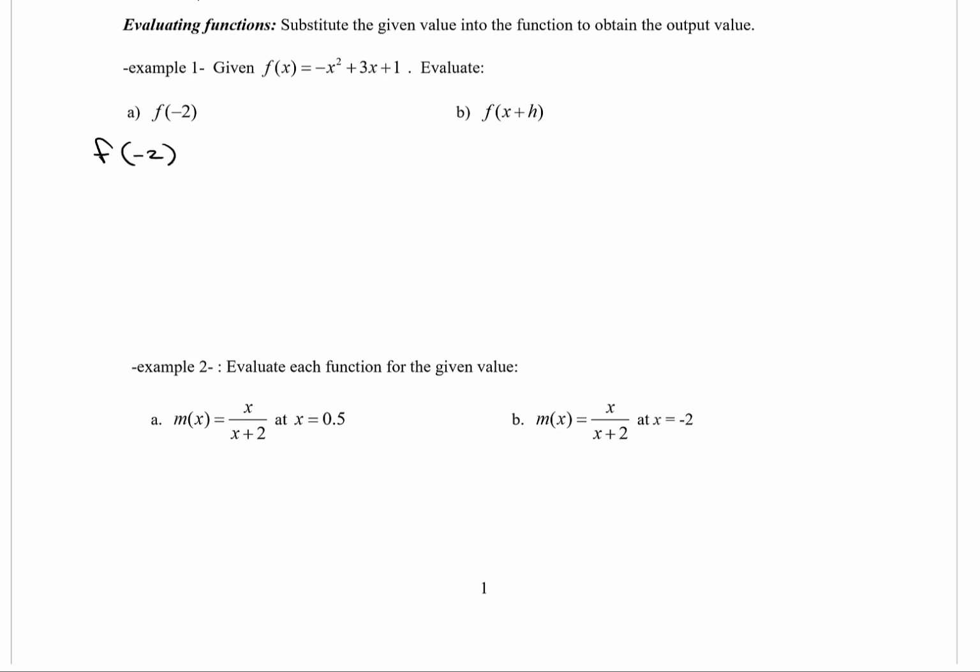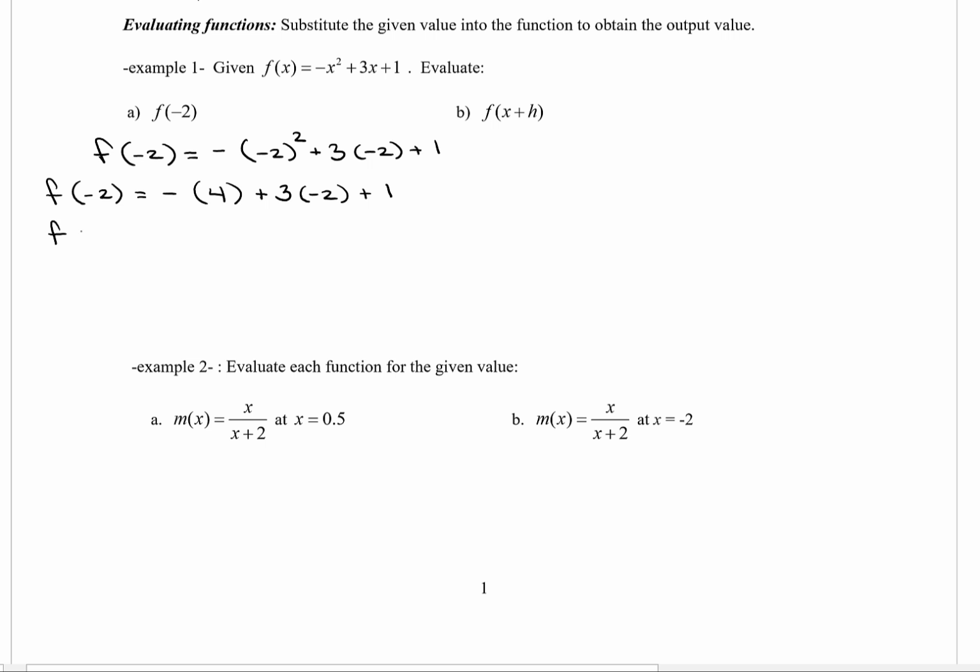So f of negative 2 is going to be equal to negative, we're going to open up a set of parentheses, negative 2, close the parentheses, raise to the second power, plus 3 times negative 2 plus 1. Therefore, f of negative 2 is going to be equal to negative times 4 plus 3 times negative 2 plus 1. f of negative 2 is going to be equal to negative 4 minus 6 plus 1. f of negative 2 will equal negative 10 plus 1, and therefore f of negative 2 will be equal to negative 9.